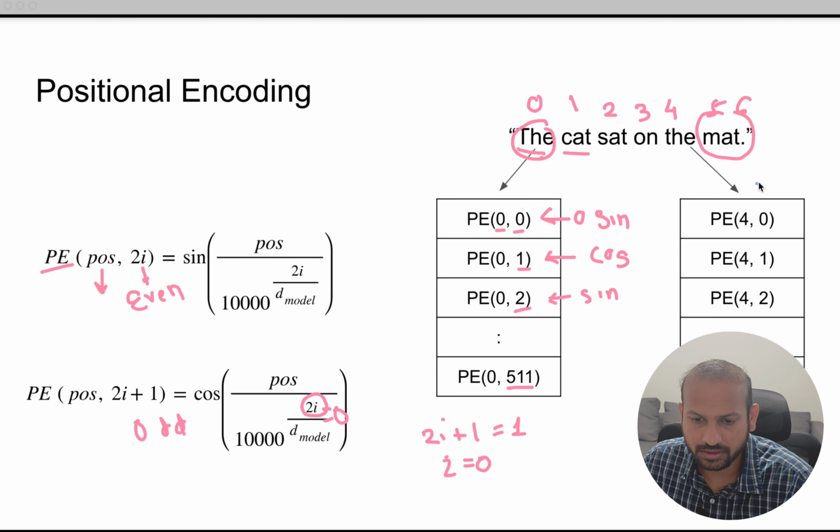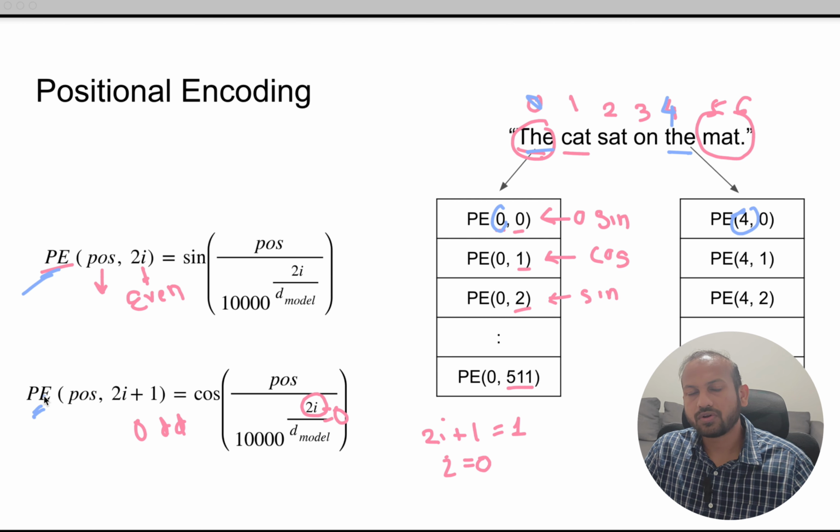Another thing that we need to understand is that this word the and the has the exact same input embedding vector, but they don't have the same positional encoding vector, because the position of this the is 0 and the other is at 4. So they will have different positional encoding vectors because this value is different from this. So it changes the p value here.